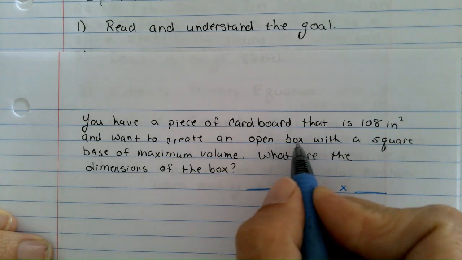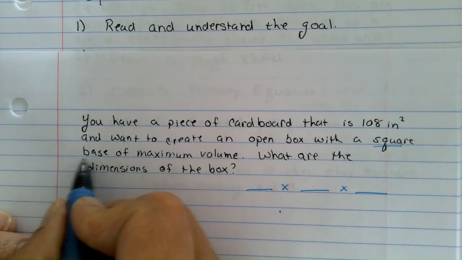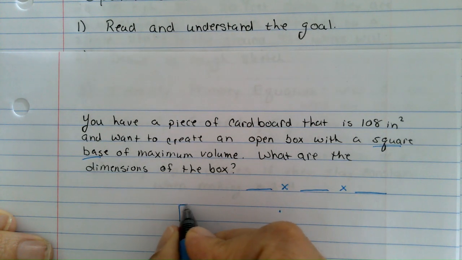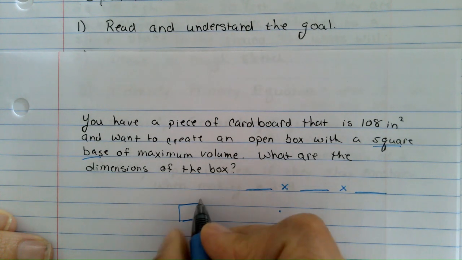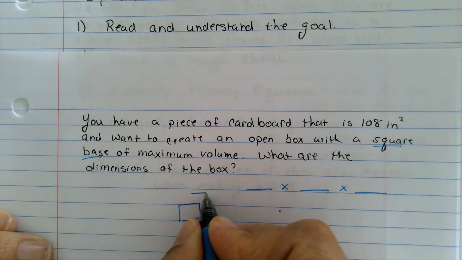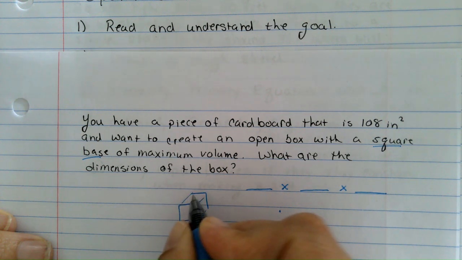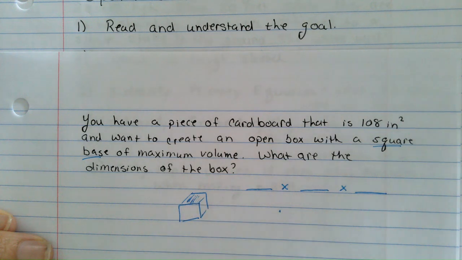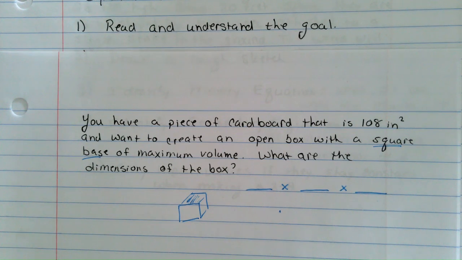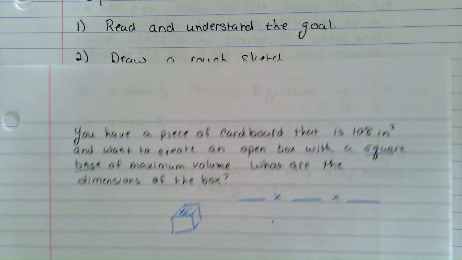And it did say square base. So that means two of my dimensions are the same. And it did say it was open on top. Okay. So we're just going to take this 108 square inches and we're going to be cutting it up into pieces and kind of taping them together, it looks like. So we need that rough sketch, kind of got it going here.